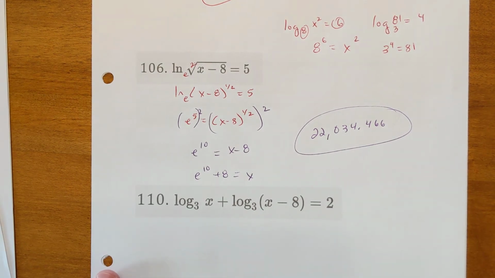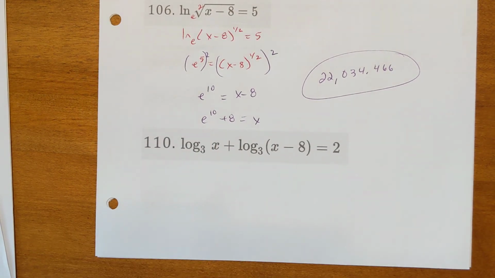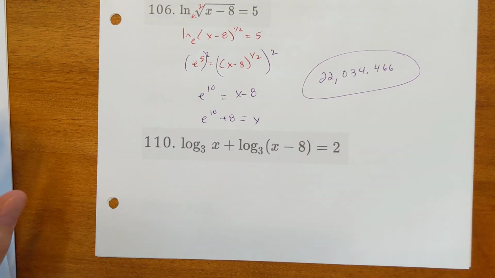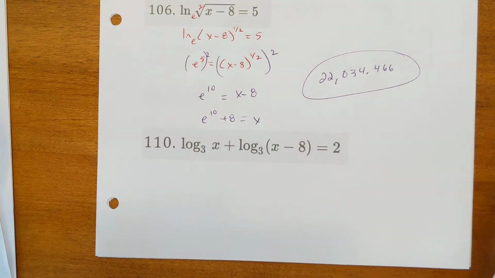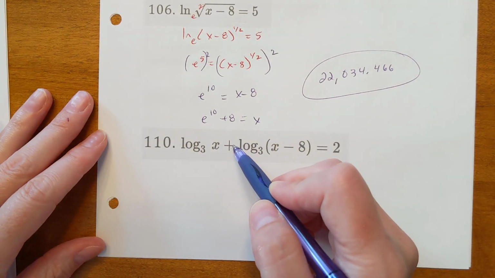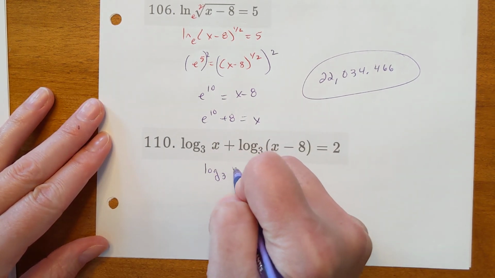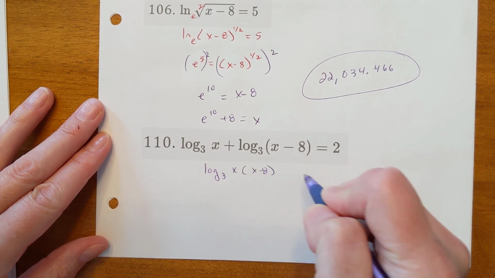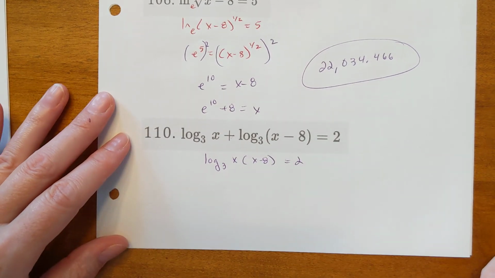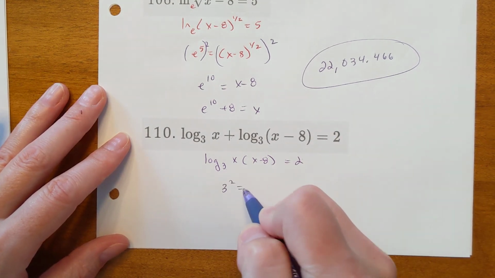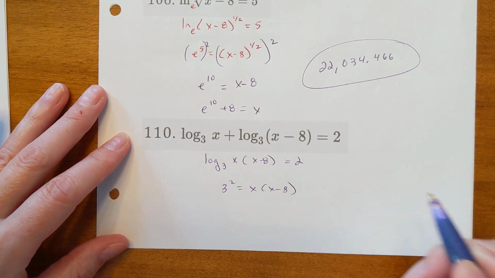All right, the next one also has the same base, but be careful, it's got a plus sign on it. There's no rule for having a plus sign on two logs added together to just pop it out from there. You're going to have to use the rule from yesterday that when you add logs, you multiply them. So that makes it the log base 3 of x times x minus 8 equals 2. And now we're going to write it again as an exponent. So that makes 3 to the 2nd equals x times x minus 8.